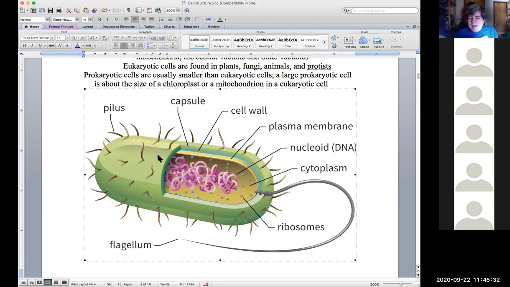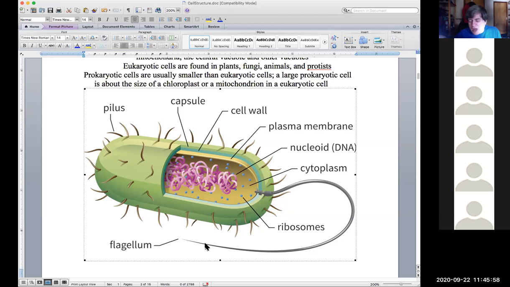Now notice we have some stringy things that poke out beyond the cell wall. One of these is a flagellum. Some bacteria cells have a flagellum. Notice they all don't. Some have flagella, with an A ending instead of UM. That's just plural for flagellum. So if the bacteria cell had two, they would be flagella.